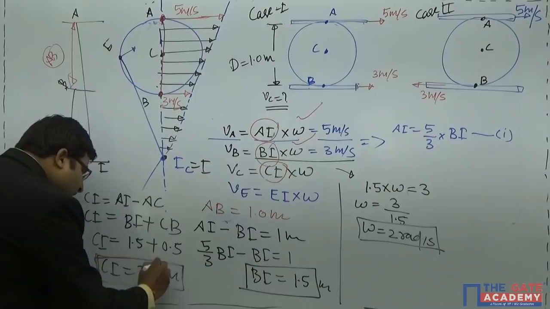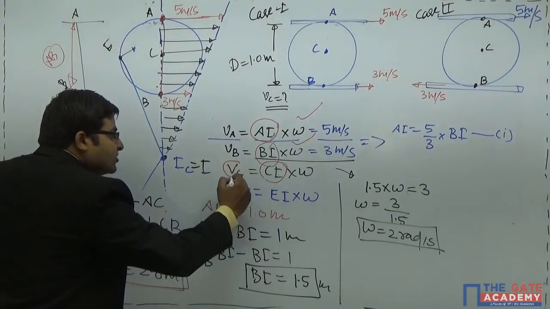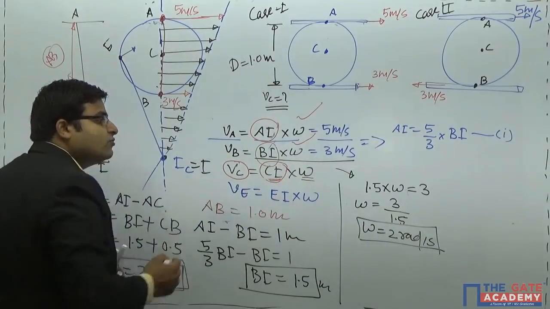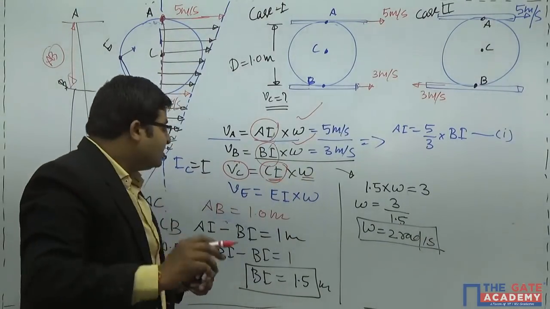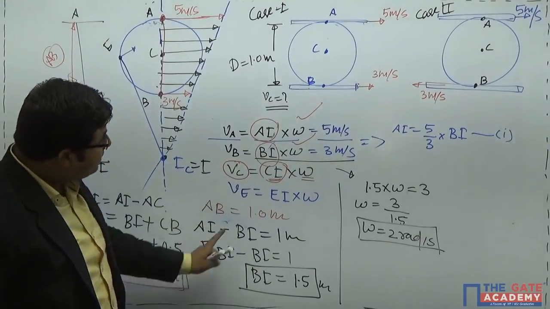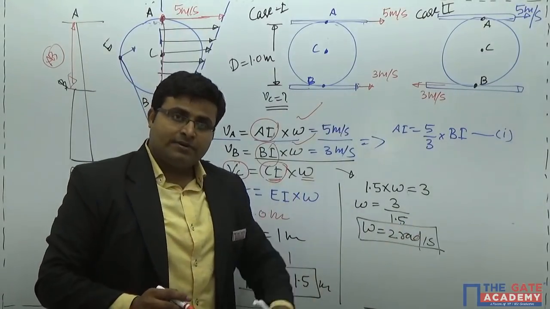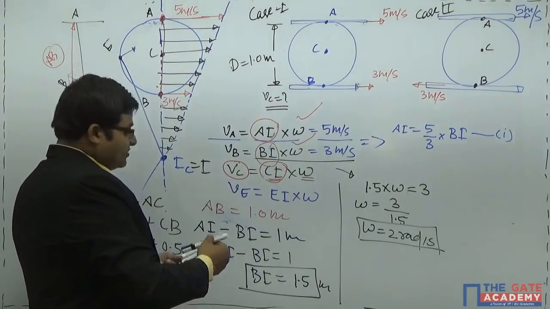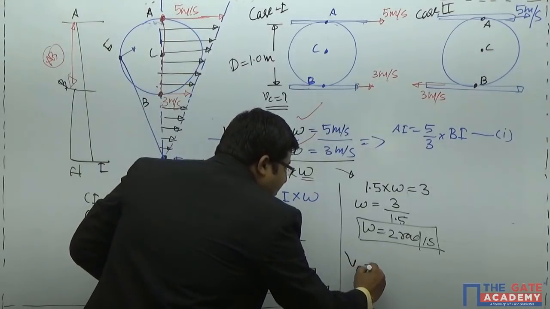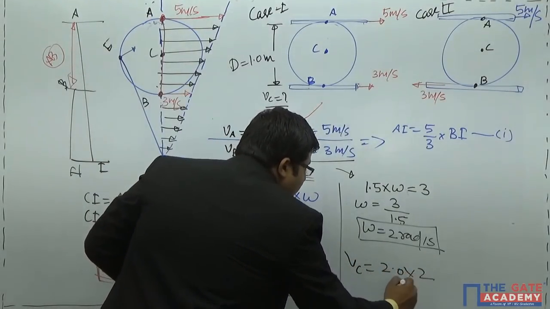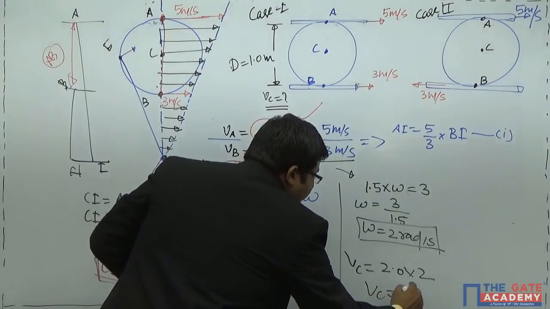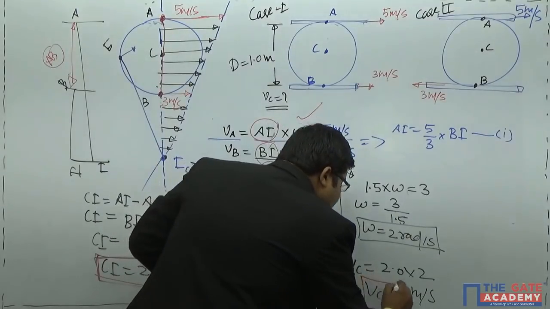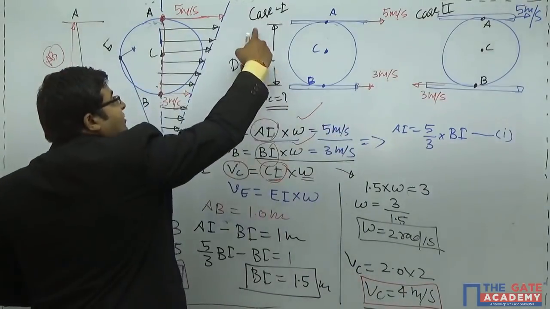Okay? Now we have got all the important things. In order to get the velocity at point C, we want to calculate what is CI and we want to know what is omega. And we have got both the things. This CI is nothing but 2 meters and this omega is nothing but 2 radians per second. So now we can easily calculate the velocity at point C, which was asked. Velocity at point C is nothing but 2.0 into 2, that is 4 meters per second. This is the final answer for velocity at the center in case 1.